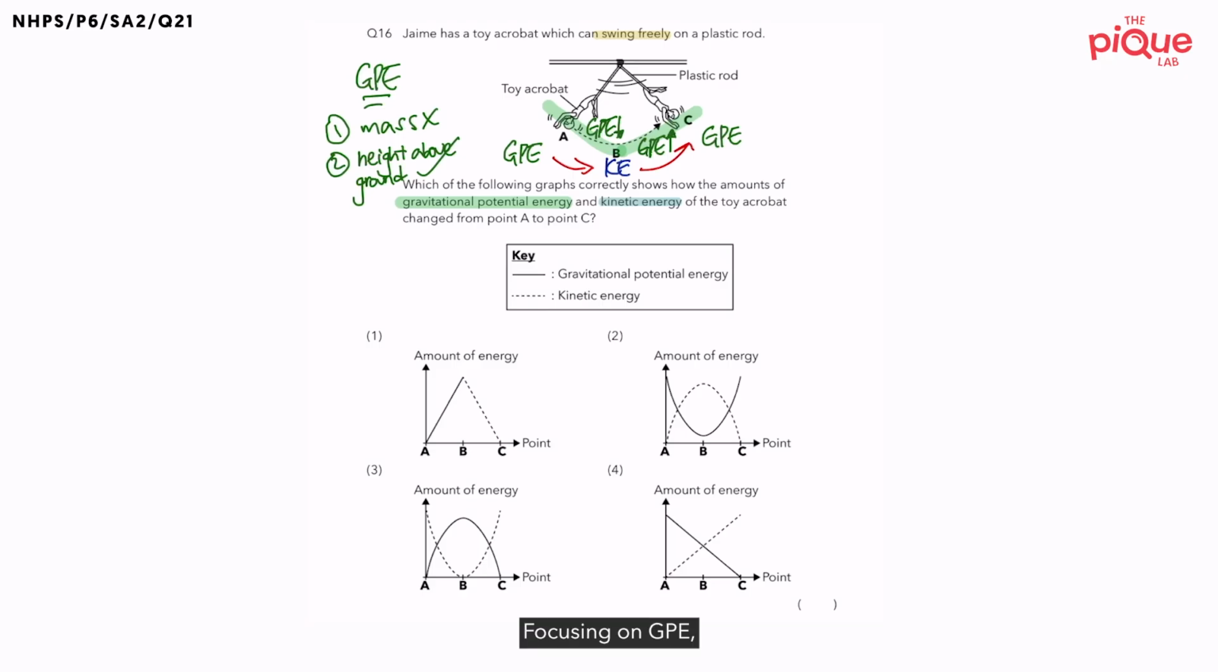With this analysis, can we try to find our correct answer? Focusing on GPE, we should be looking at the solid lines in each graph. Specifically, we are looking for GPE to decrease to B and increase to C. Which graph shows us a decrease in GPE followed by an increase in GPE? That will be option number 2. I will now put a cross on the parts of the other graphs that are incorrect. With the analysis of GPE, we have gotten the correct answer.